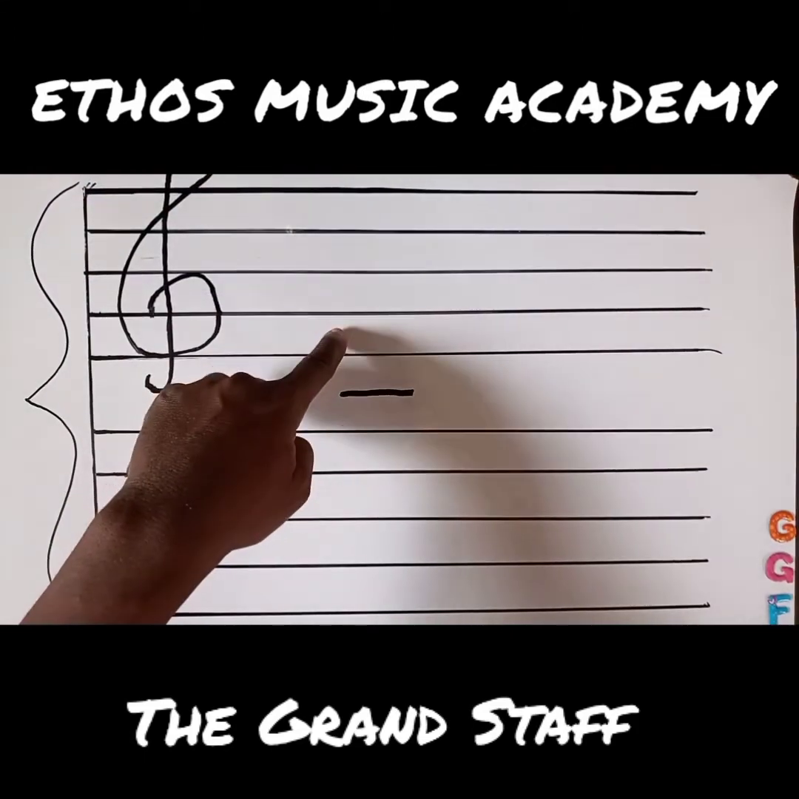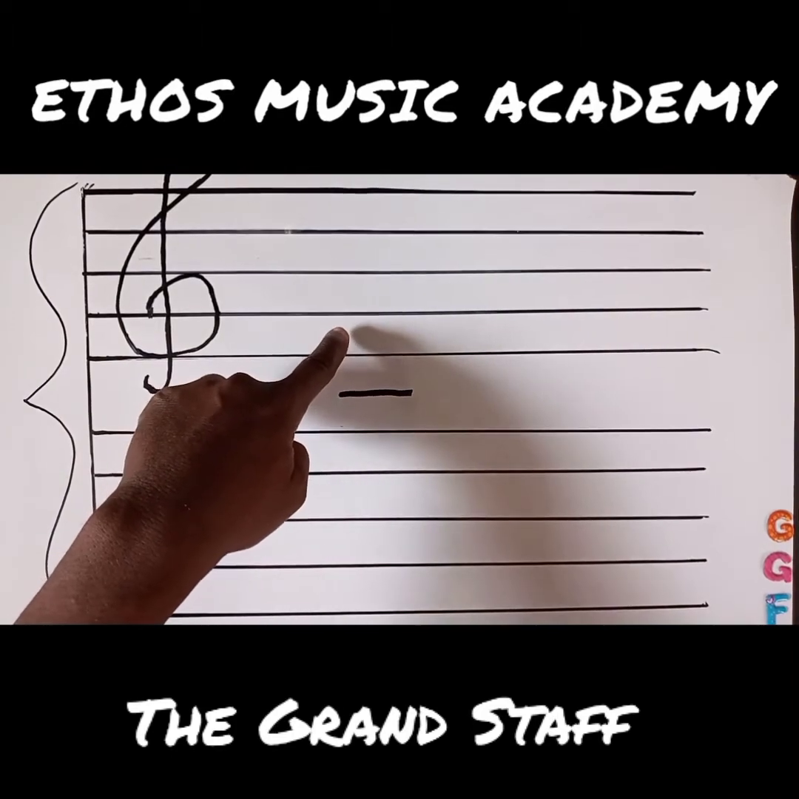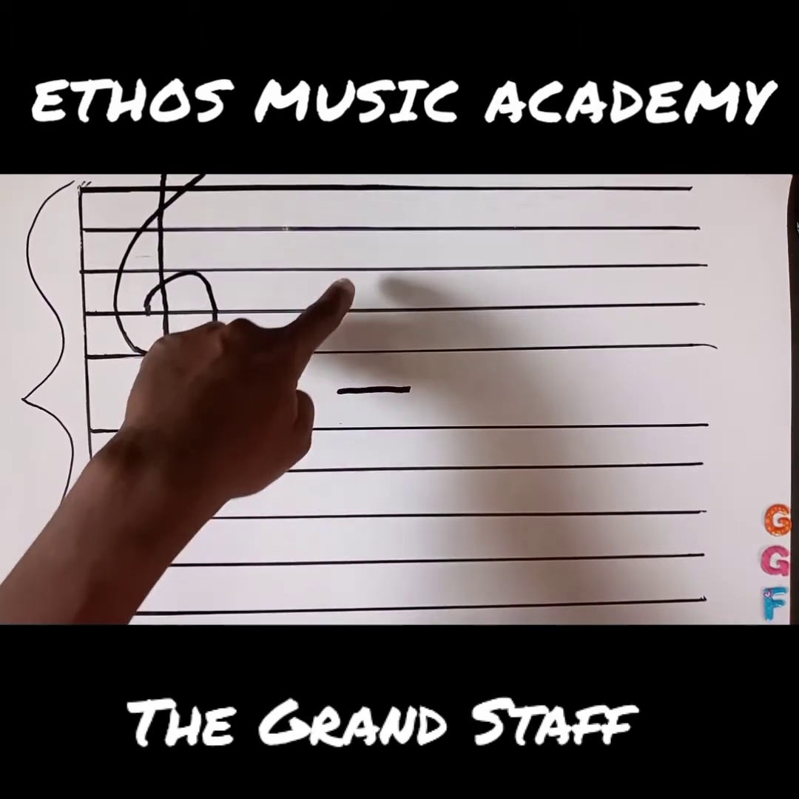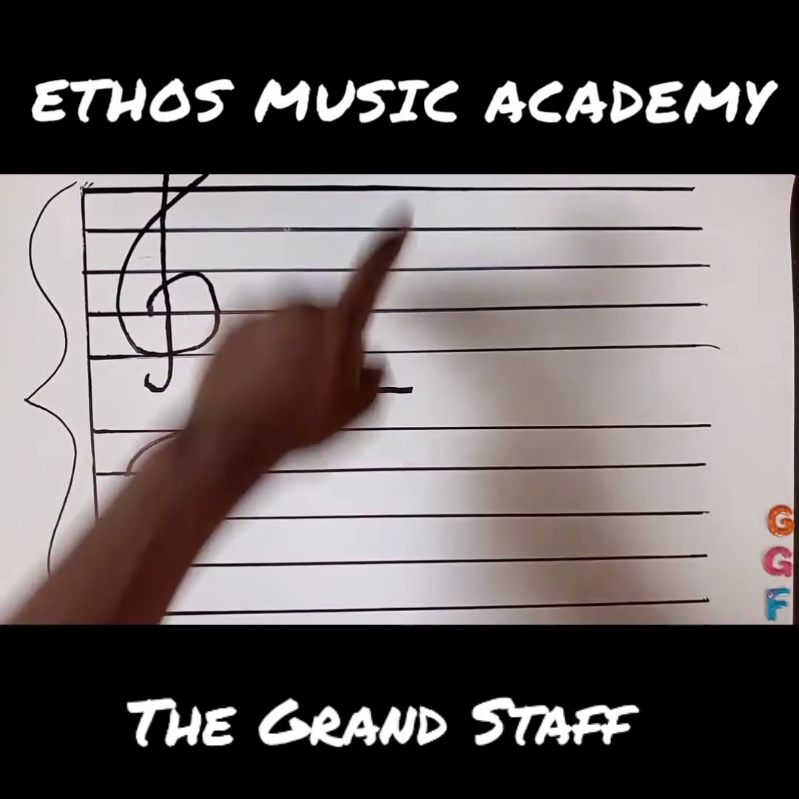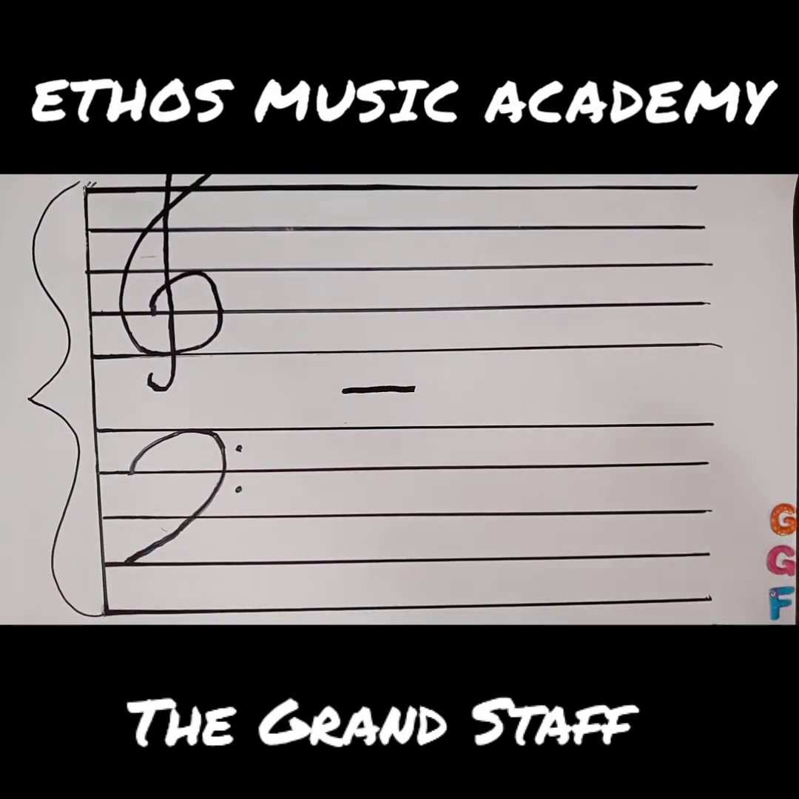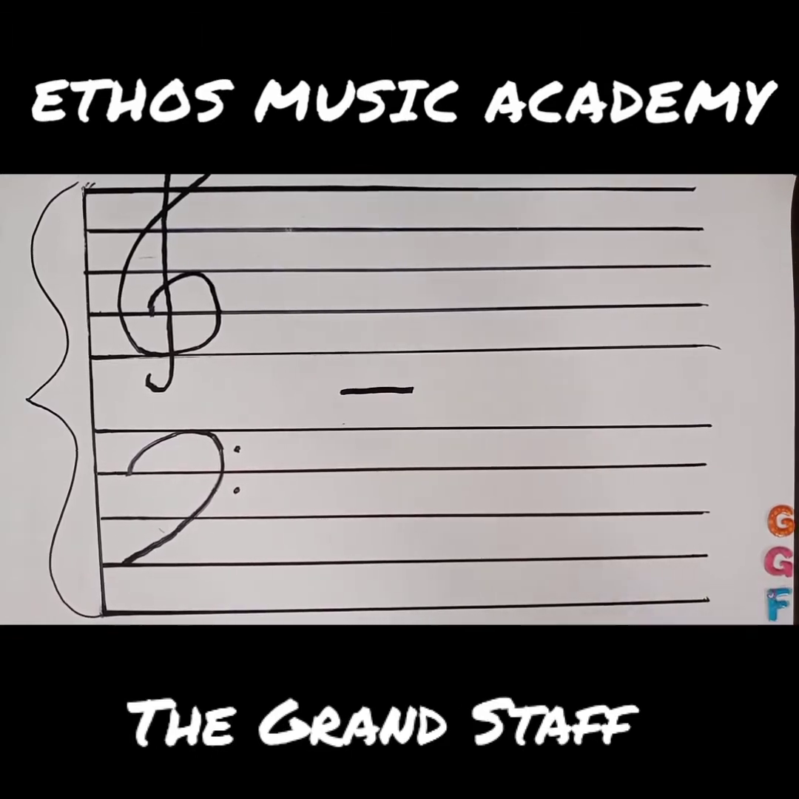So let's do the same with the spaces. F for the first space, A for the second space, C third space, and then E for the fourth space. So let's try that again now using the letters.